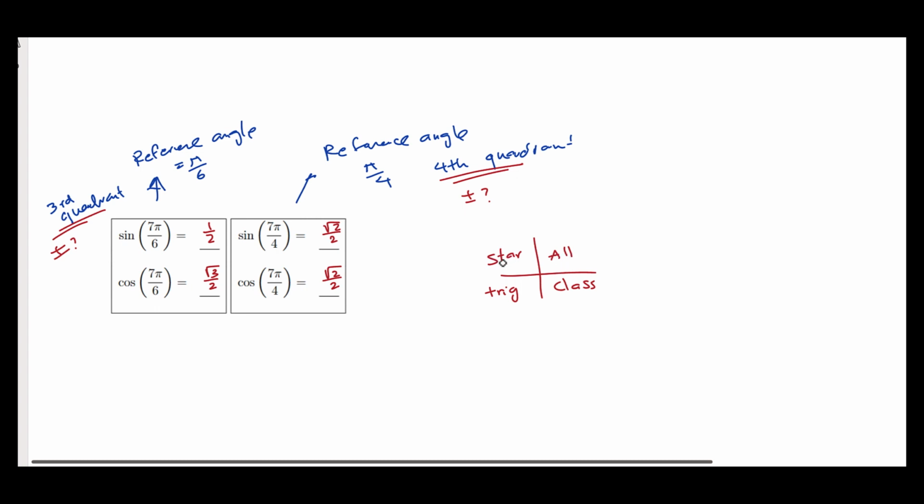In the second quadrant, sine is positive. The third quadrant, tangent is positive. And the fourth quadrant, cosine is positive. Fourth quadrant, cosine is positive, but sine is negative. So this is positive, this is negative. In the third quadrant, both sine and cosine are negative, if you need to memorize it this way.